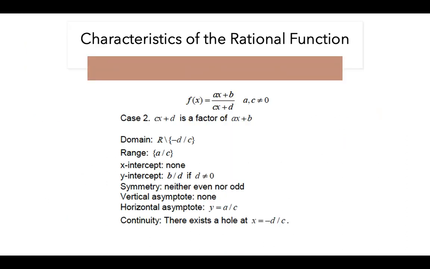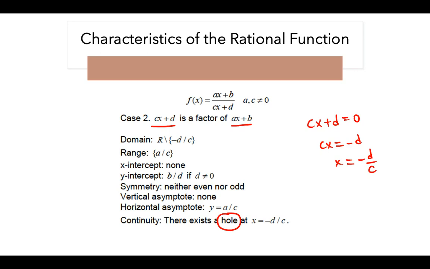Okay, let's try one more. So now this is case number 2. The only thing that's different with case number 2 is that the denominator is a factor of ax plus b. So what does that mean? Everything is the same except that there is going to be a hole at x equals negative d over c. Why? Because it cancels out, so I'm going to isolate for cx plus d equals 0. You isolate for cx equals negative d, x equals negative d over c. Because it cancels out, there is a hole.